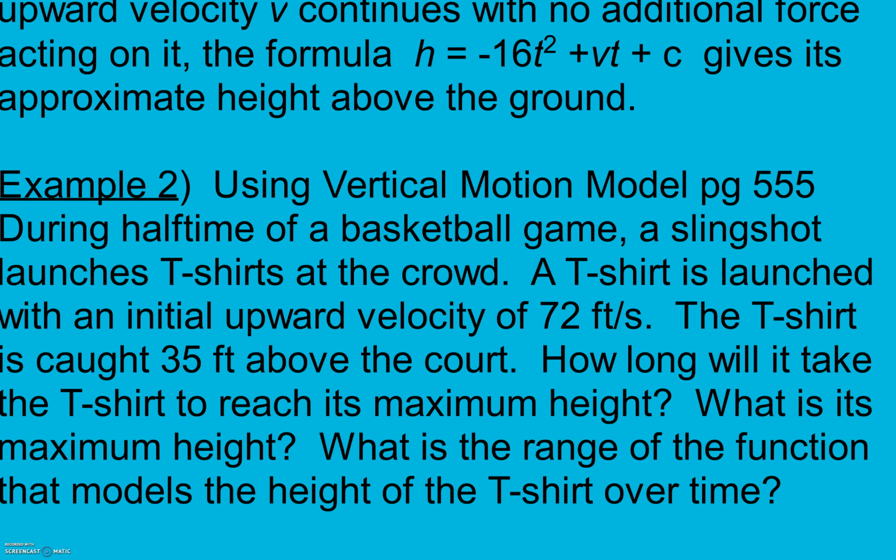During halftime of a basketball game, a slingshot launches t-shirts at the crowd. A t-shirt is launched with an initial upward velocity of 72 feet per second. That's our initial upward velocity. The t-shirt is caught 35 feet above the court.